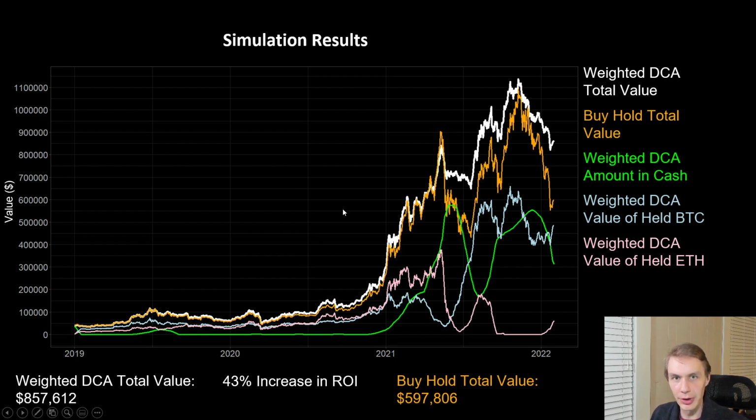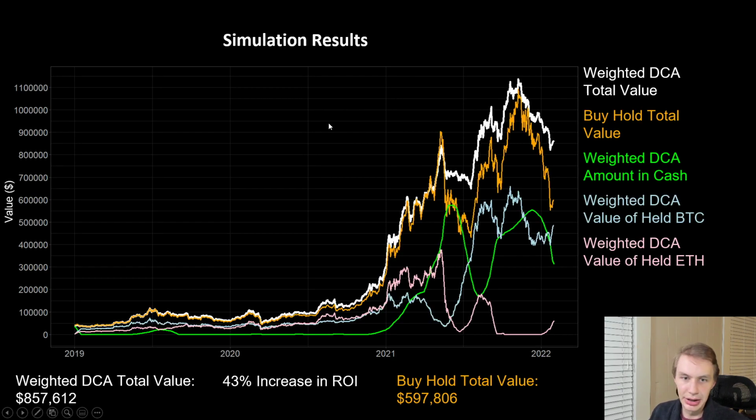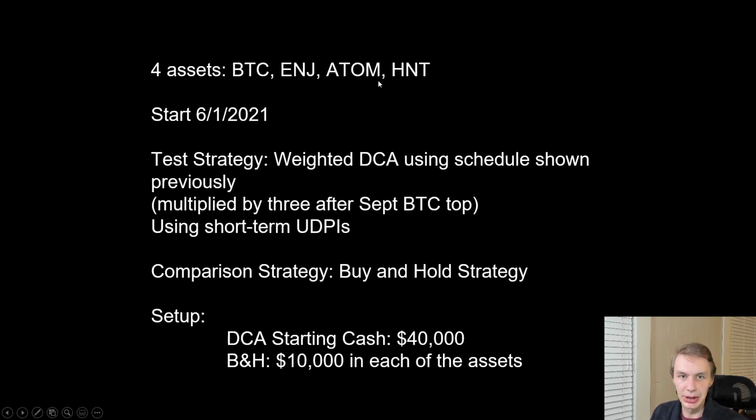Let's look at 4 assets trading in between them. So we're going to start at a bit of a different time. We're actually going to start the simulation at the beginning of June of 2021. The reason I'm doing this is I just want to use some other assets that don't have nearly as much price history behind them, where the UDPI would need a lot more data to train on before you'd want these models to start running.